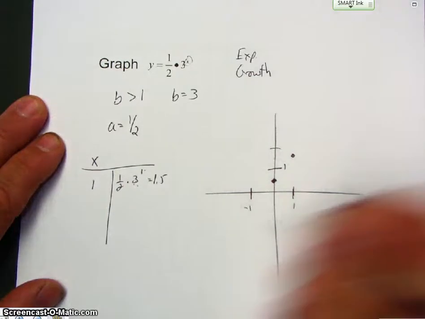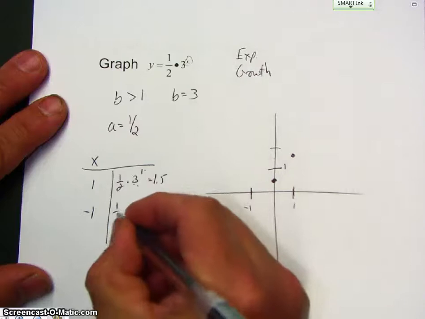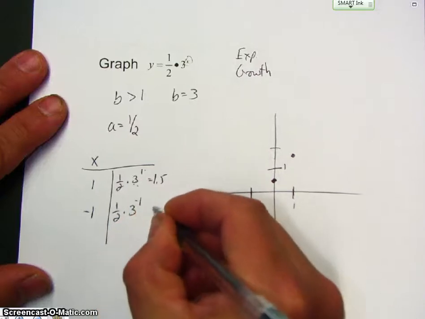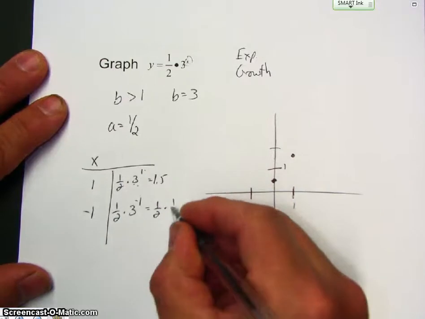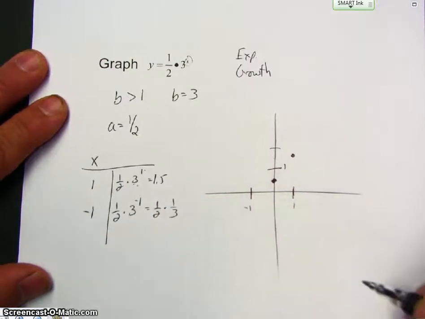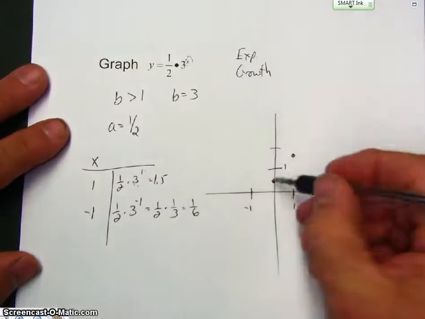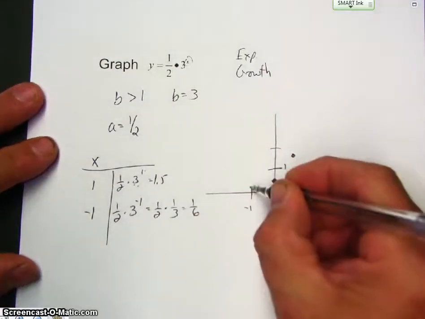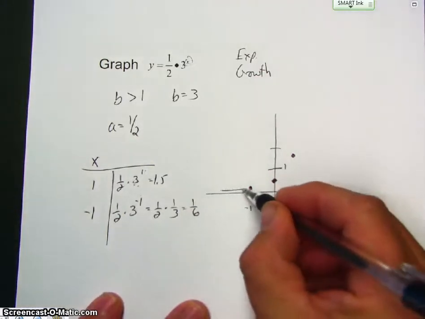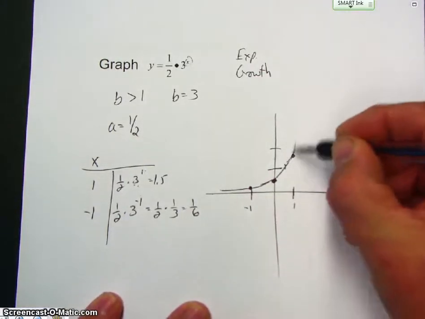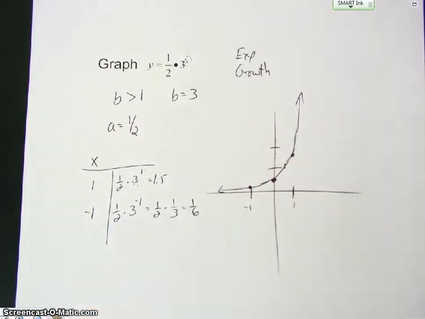Point there. I'm going to pick -1, because that's a negative value. So I get 1/2 times 3 to the -1. So that's 1/2 times, this becomes 1/3, because a negative exponent means we take the reciprocal. So that gives me 1/6. All right, so this is 1/2, so 1/6 is even less, so we'll approximate it somewhere in here. All right, and now what I do is sketch my curve. Put arrows on both ends, and there you go.